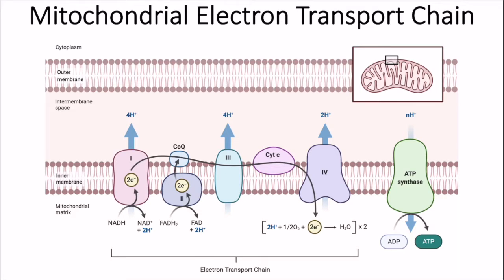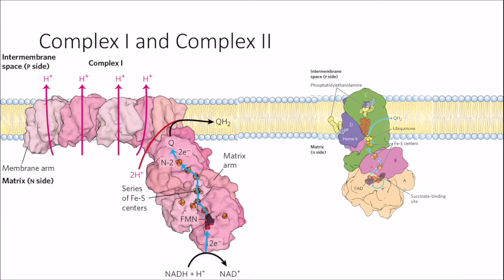As a reminder, NADH and FADH2 come from different complexes from the mitochondrial matrix, such as the citric acid cycle and the pyruvate dehydrogenase complex. So complex 1 is also known as NADH dehydrogenase, and this is because the enzyme will be oxidizing this NADH molecule and turning it into NAD+.